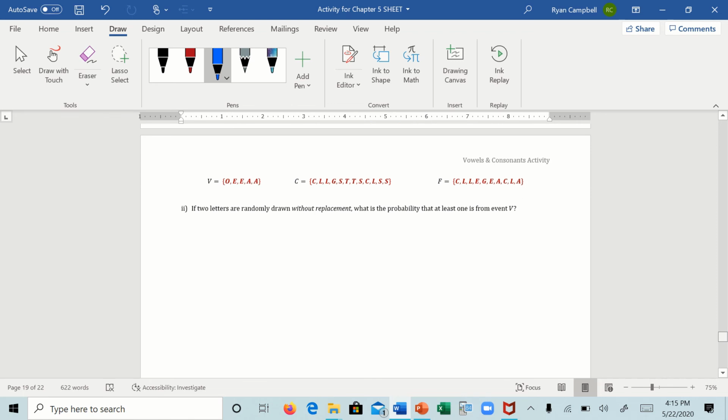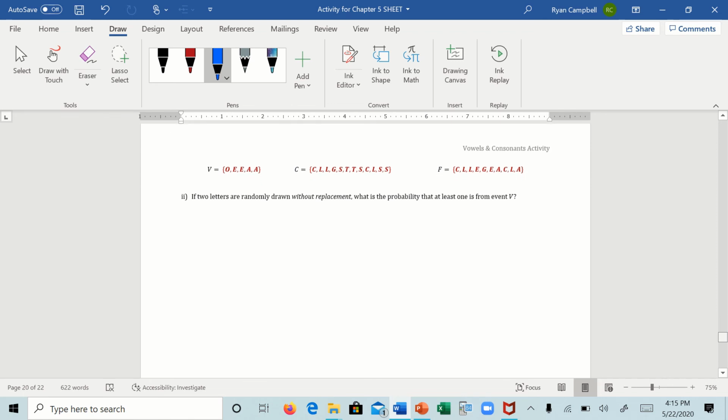All right, double I. 2 letters without replacement, at least 1 from V. So again, same 4 steps. L. And this might feel monotonous. Why do I have to do this? You absolutely don't. But if you follow these 4 rules, right, these 4 steps, it's the same every single time. You can't do it wrong.